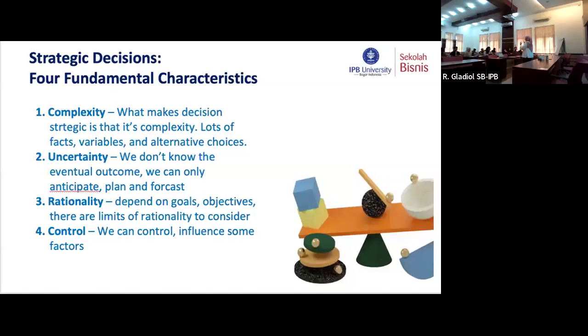Because Indonesian people have an empathic society. The level of empathy is really high in Indonesia based on data, I forgot, 2019. So if they see your content, perhaps they will say, oh, I'm sorry for you, okay, I will buy your product, and so on. Okay, that's what we call uncertainty. Rationality. Rationality depends on goals, objectives. There are limits of rationality to consider.